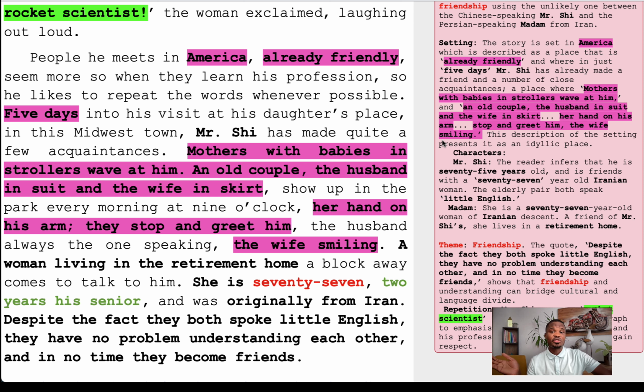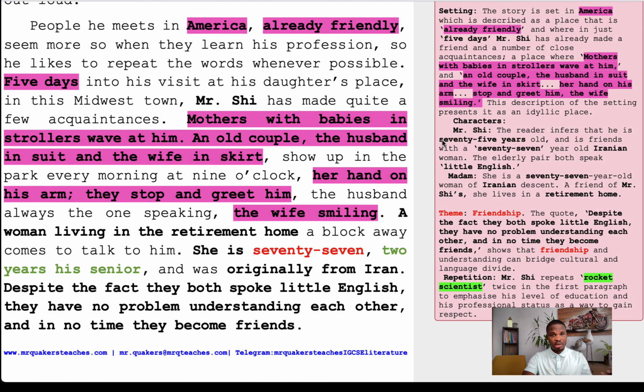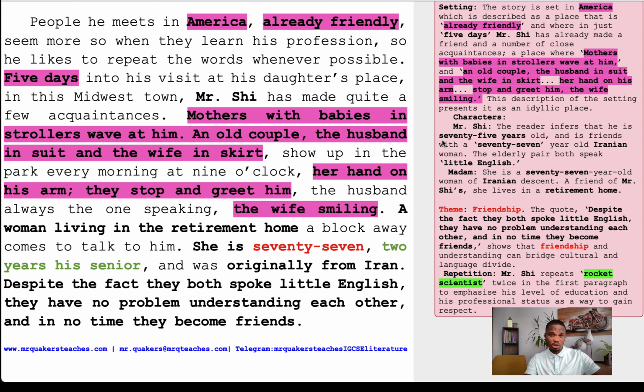And she's of Iranian descent. A friend of Mr. Chi's. She lives in a retirement home, but Mr. Chi lives with his daughter. So we see that the theme of friendship is expressly shown in the opening portions of the short story.